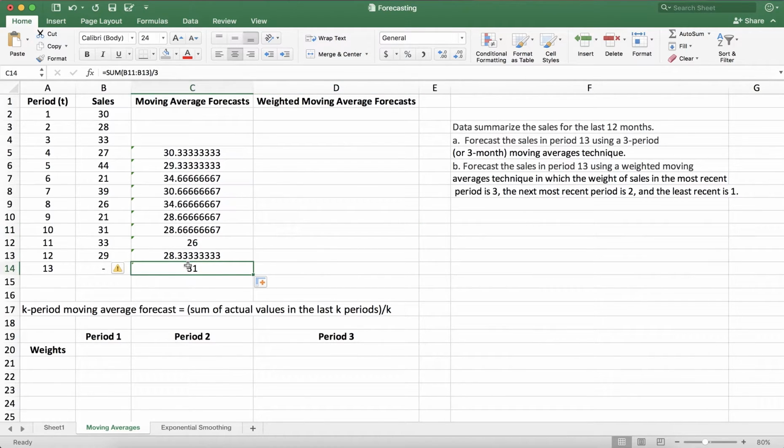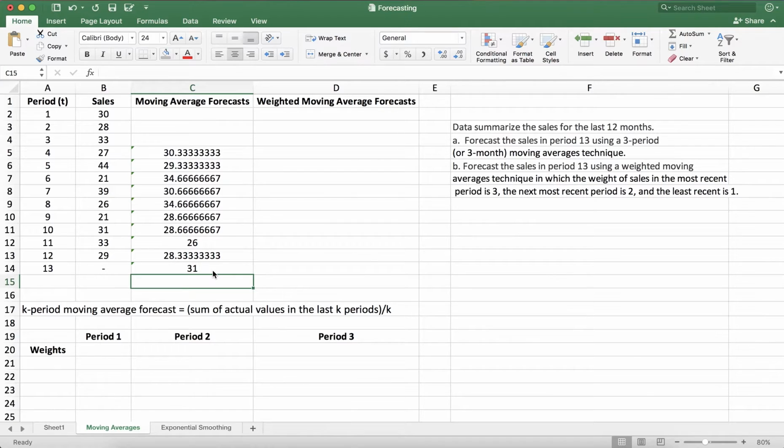The reason why I went all the way down to period 13 is that I'm trying to forecast the sales in period 13. I don't know the actual value, but I have a forecast for period 13. So the answer to question part A is 31, which is the forecast for period 13.